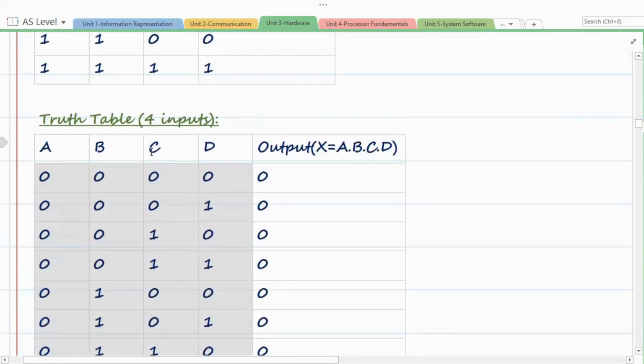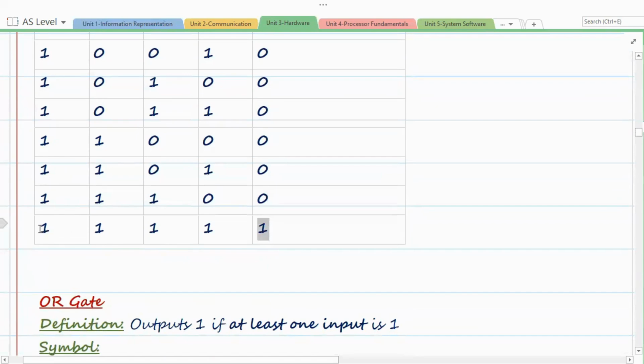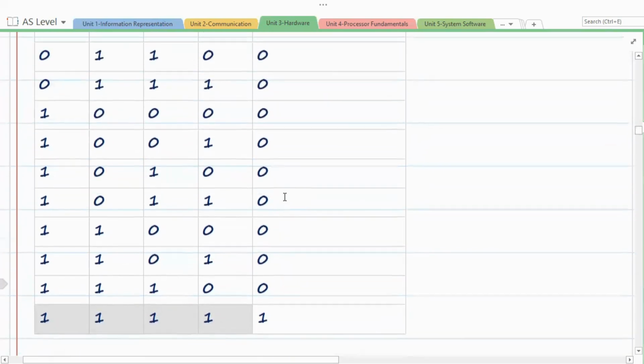And because it is an AND gate, if any one of the inputs is 0, your output is 0, and you get 1 only when all the inputs are 1. So that's your AND gate.